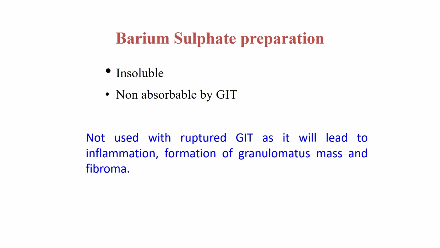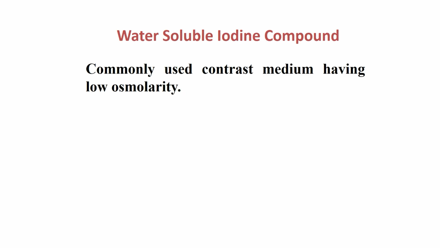But at the same time, it has always been mentioned that if there is a ruptured gastrointestinal tract, the barium sulfate preparation shall not be used because it may have repercussions. For example, it may cause inflammation, formation of granulomatous mass and fibroma. So it needs to be checked properly.